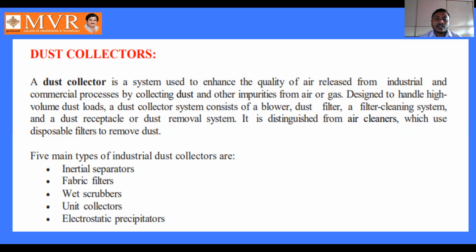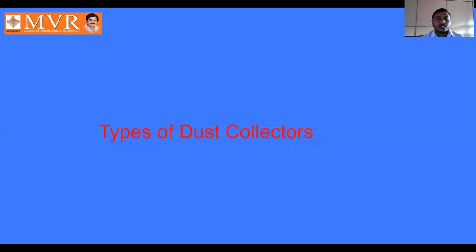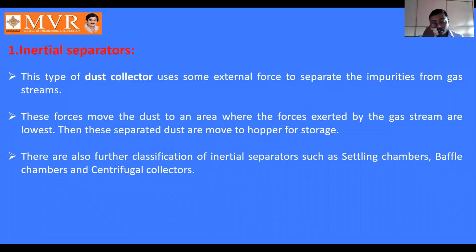See here, dust collectors have been divided into five types: inertial separators, fabric filters, wet scrubbers, unit collectors, and electrostatic precipitators. These are some of the types of dust collectors which we use here. Inertial separators: this type of dust collector uses some external force to separate the impurities from gas streams.